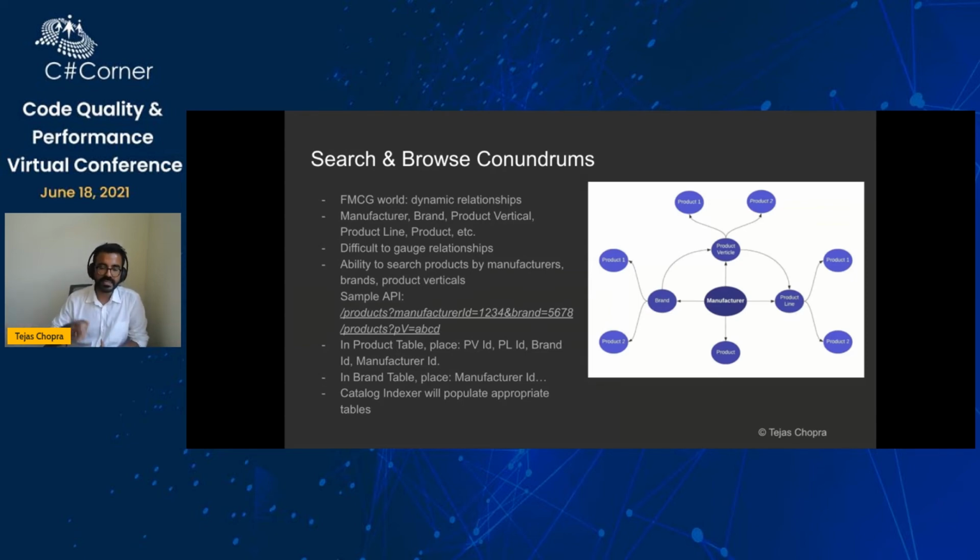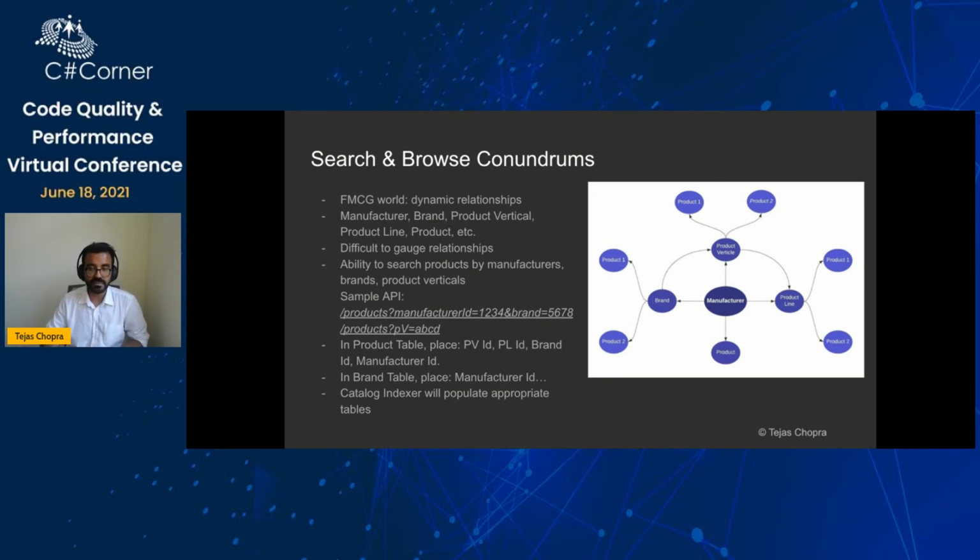And so we had to place the product vertical ID, product line ID, brand ID, all of that in the product table. Similarly, in the brand table, I had to put the manufacturer ID. And it was the job of the catalog and the Elasticsearch indexer, whenever a product is ingested, to update these different tables and put their secondary indexes in place.